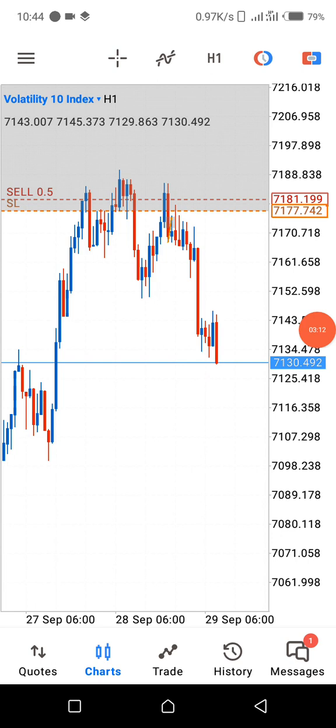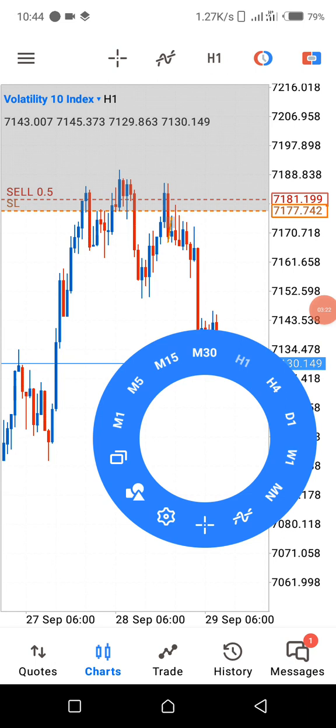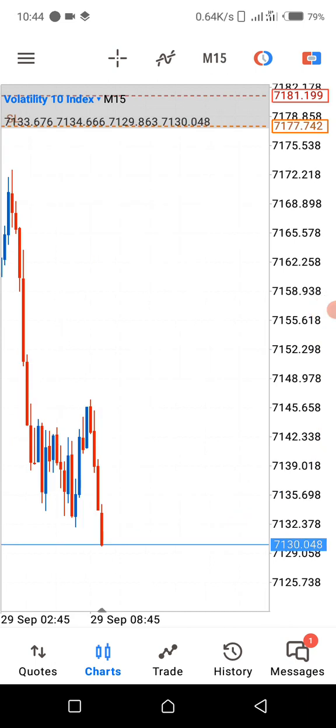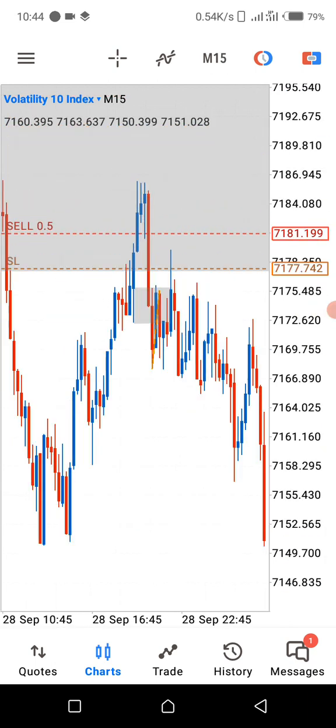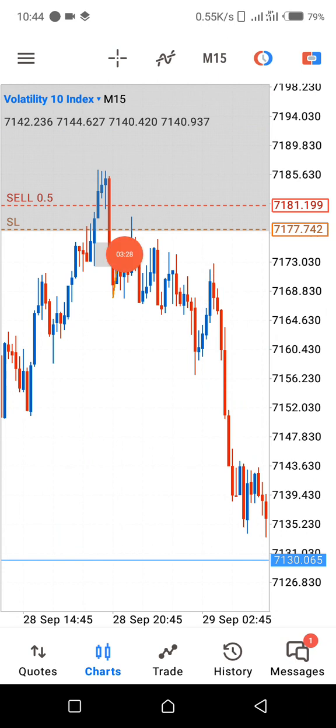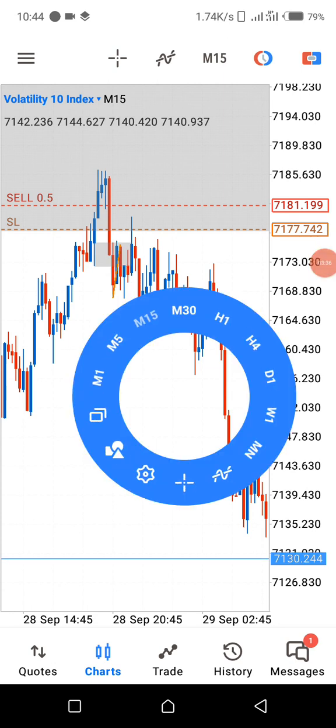Now if you go back to, because on this right shoulder I also found another QML setup on the smaller time frame. So if you go back to the M15, you see that this is the right shoulder. The market also gave us the same QML here. You see it clearly from the 5 minutes time frame.